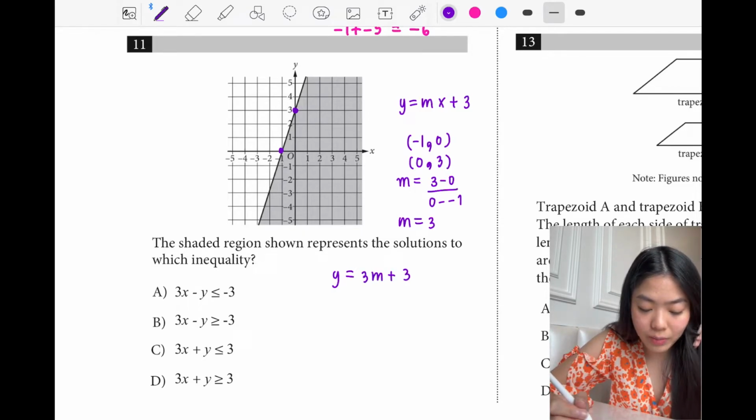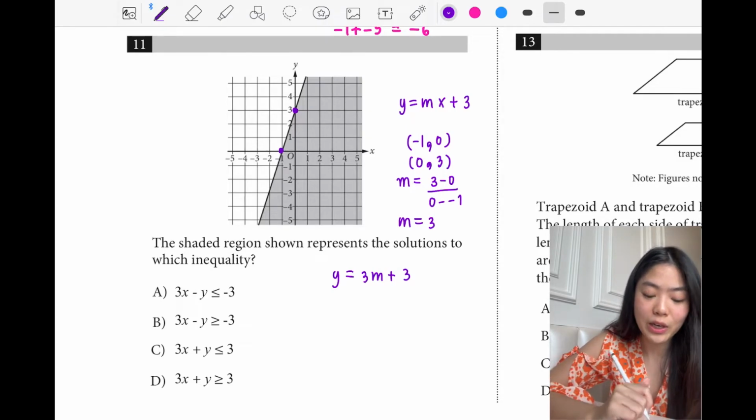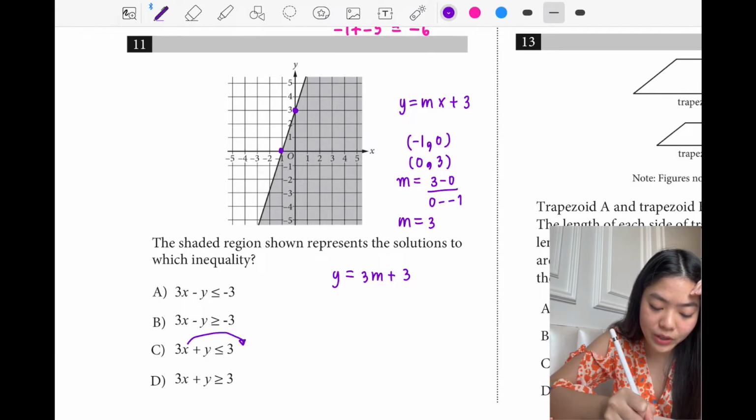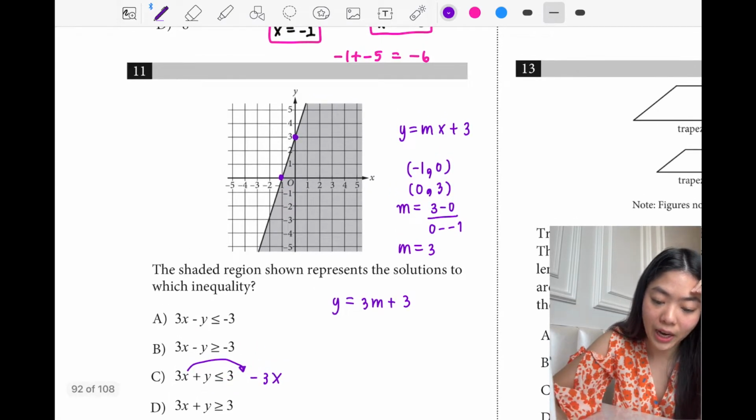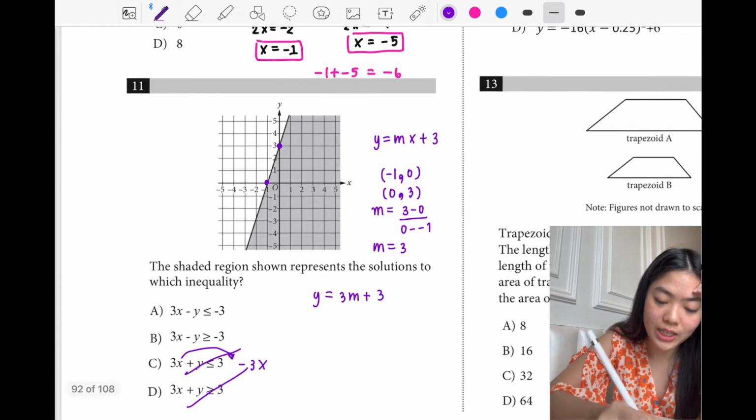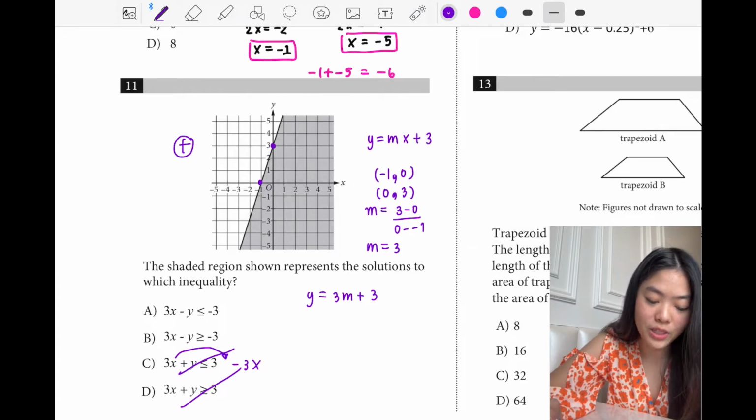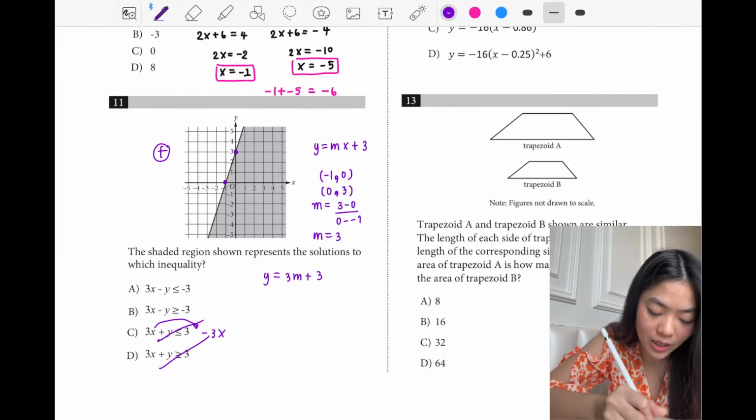Okay, so from here, I try to find the equation in the inequality first, so I can cut some of the choices. If I move here, it's going to be -3x, which is not the same as mine. On the other hand, you can see that this one should be positive, and then we can find which one should be positive. So from here we can write 3x plus 3 less than or equal to y.